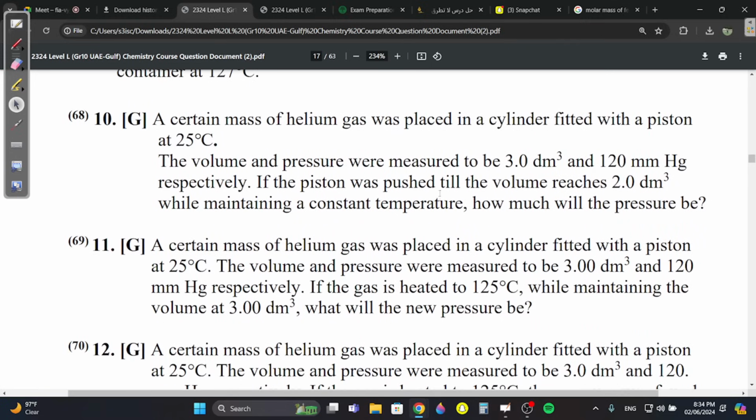PV equals nRT. A certain mass of helium gas was placed in a cylinder fitted with a piston at 25 degrees Celsius. The volume and pressure were measured to be 3 dm cube and 120 mmHg.